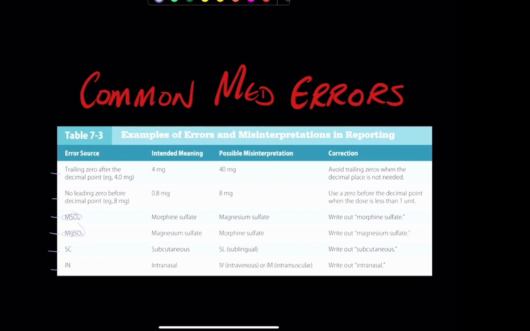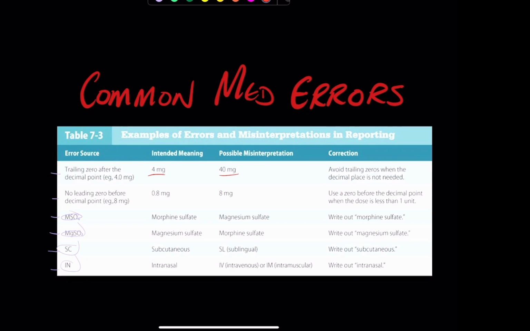We're not really worried about actual chemical names, but things like SC and IN. People get typos all the time with those, if they meant to put IV and they type IN. You'll see that a lot in our documentation. The more important ones that we deal with when we're actually giving medications are the actual numbers of the doses.